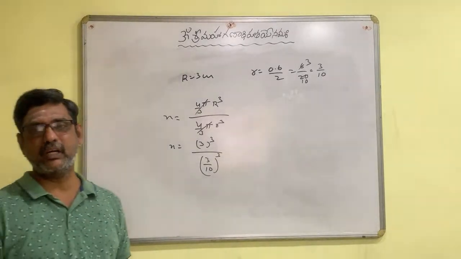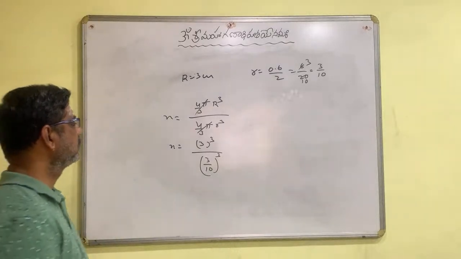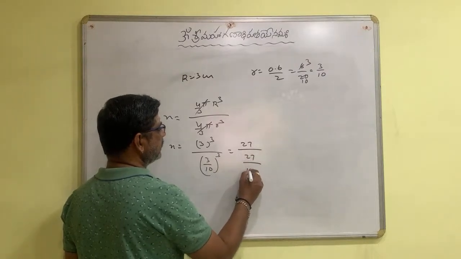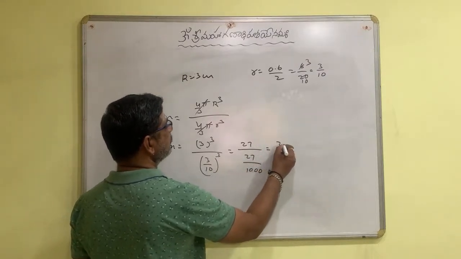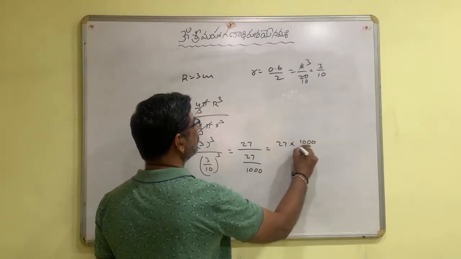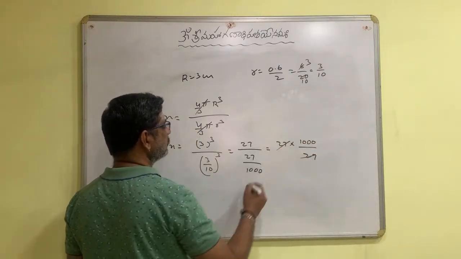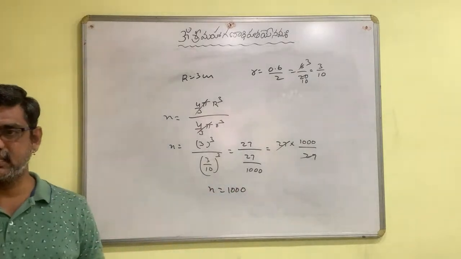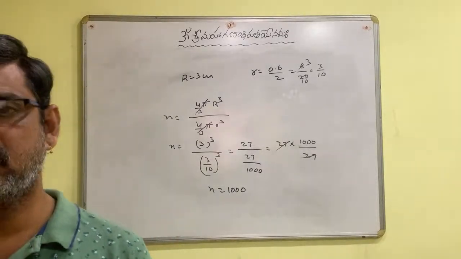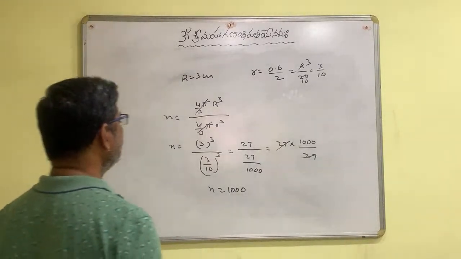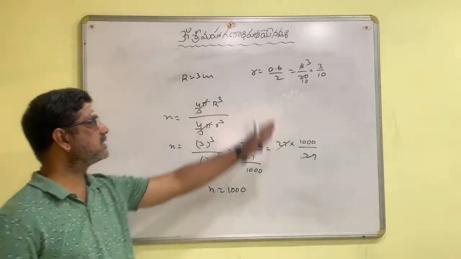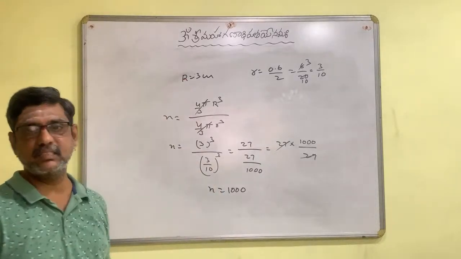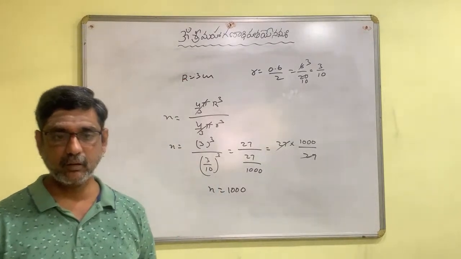The first question and this question are both the same. Now when you simplify this, what do we get? 27 by 1000, which is 27 into 1000 by 27. 27 gets cancelled. So we can get 1000 spheres. We can get 1000 spheres of radius 3 by 10 centimeters from a sphere of radius 3 centimeters. Okay?